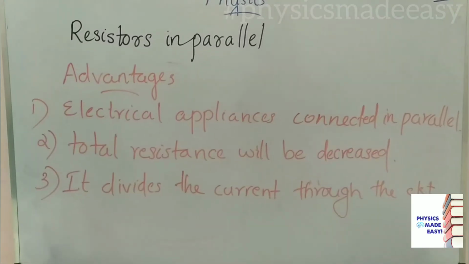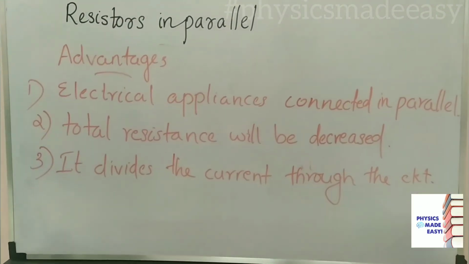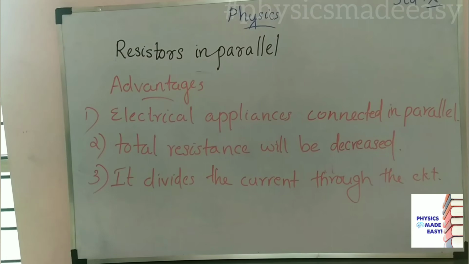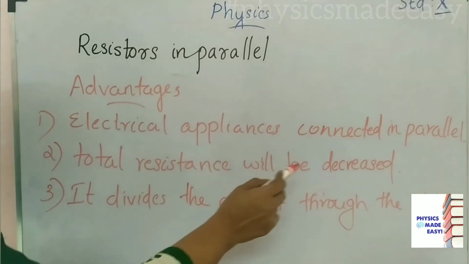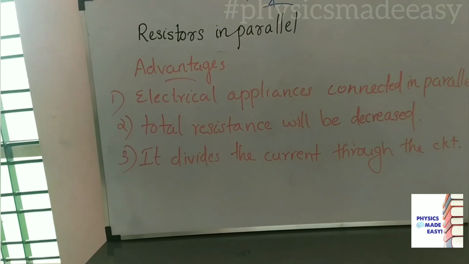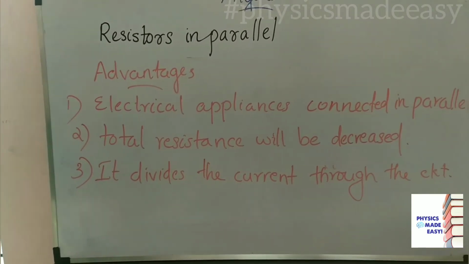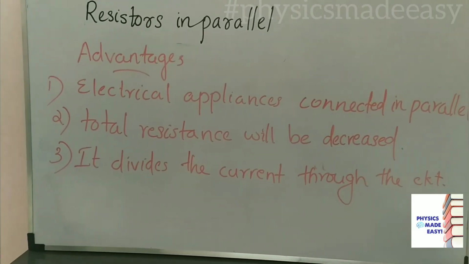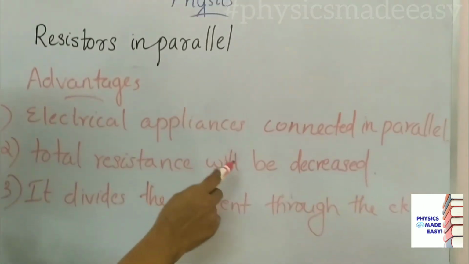Here you can see the advantages of parallel combination of resistors. Not the resistors, advantages of parallel combination. In our home, we are connecting all the electrical appliances in parallel combination. What is the reason? If these are connected in parallel, here the current will get divided. You know children, each appliance need different amount of current for its proper working. So, if you are connecting all these appliances in parallel combination, they can get the amount of current. Why means in this parallel circuit, the current get divided. Here the total resistance will be decreased.